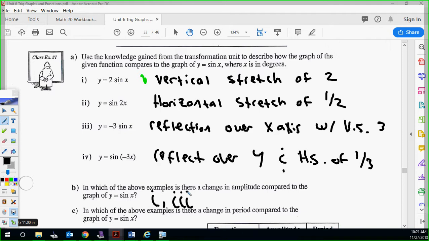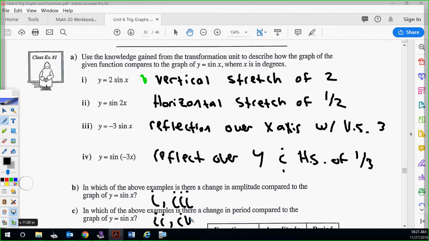Good. Which of the above examples change the period? Again, period is how often things happen, and you can think about horizontal stretch affecting things horizontally. So you can conclude that 2 and 4 affect your period. The period, again, is how often your graph repeats.